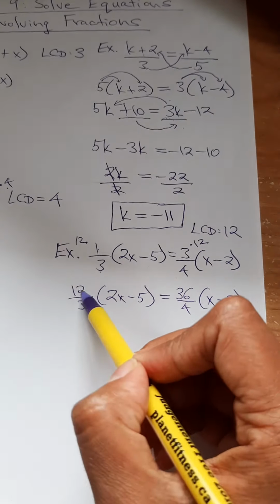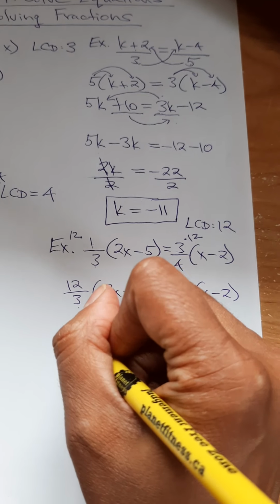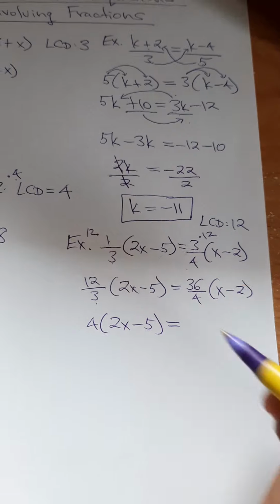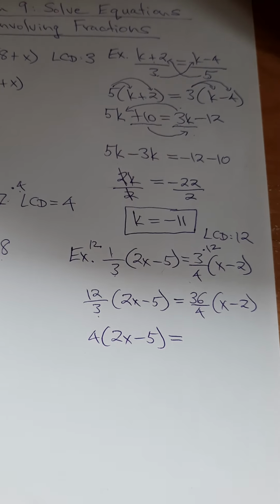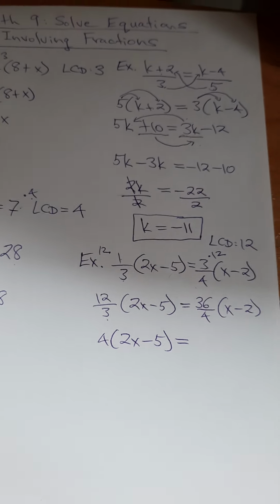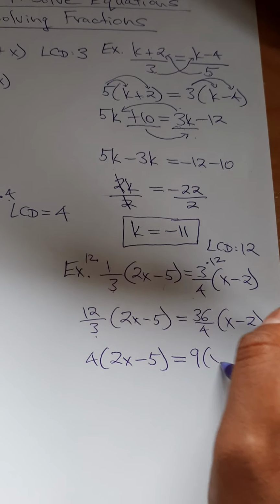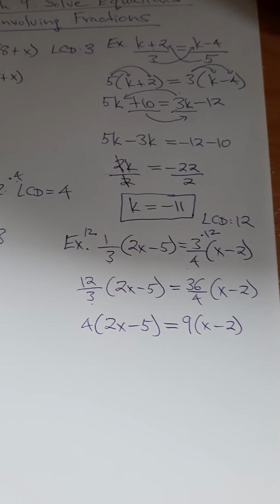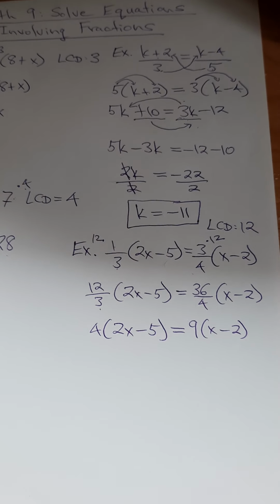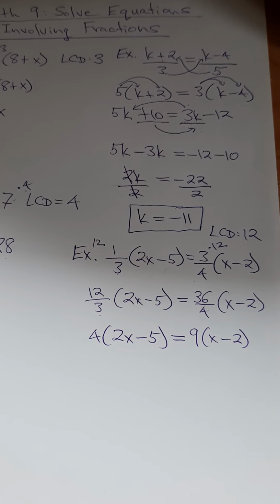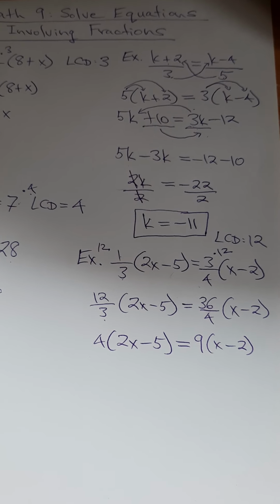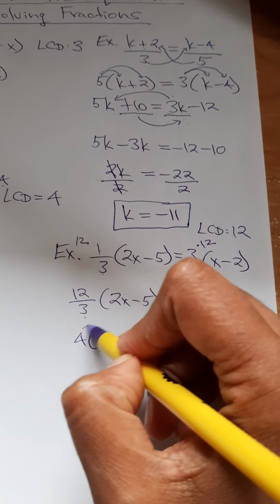So now I'm just going to divide these numbers. So 12 divided by 3, which is 4, times 2x minus 5 equals 36 divided by 4, which is equal to 9, times x minus 2. So you notice again, when we multiply by the LCD on both sides, it just cancels out the fraction.